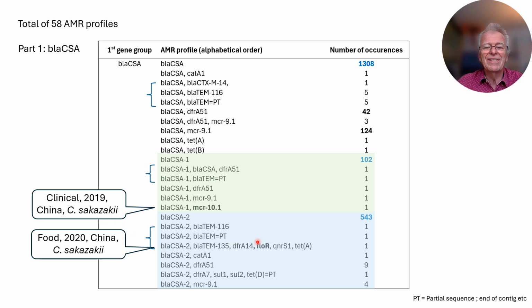I was also interested in this one in particular, just highlighting it out of curiosity, because fluor is meant to be resistant to an antibiotic which is used in animals, and that was again a sakazakii which was isolated from food, 2020 from China.